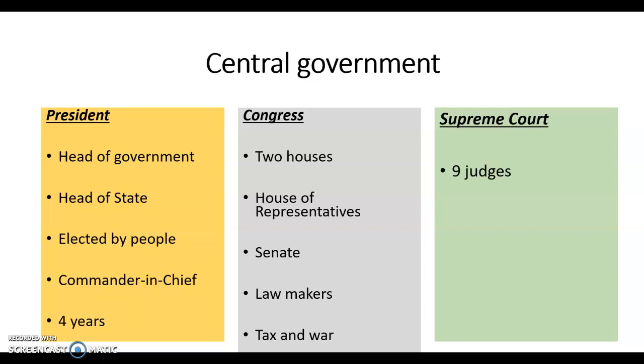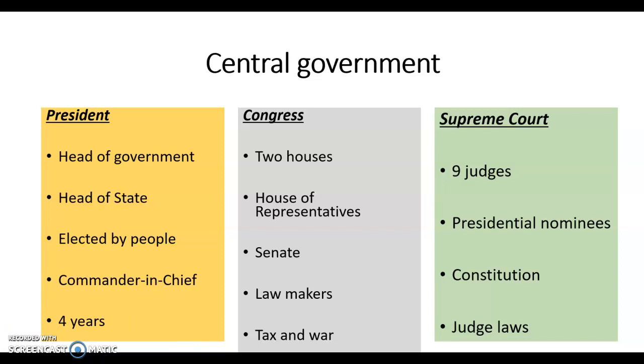Lastly, the Supreme Court. This is made up of 9 judges. They are nominated by the president, and then they have to be approved by Congress before they're confirmed in position. Their main role is to oversee the Constitution and make sure that the Constitution is obeyed, and ultimately they'll also decide whether new laws that are created by Congress are constitutional or not. Do they fit in with the constitutional rights of the Americans?